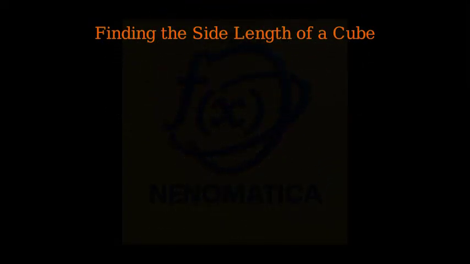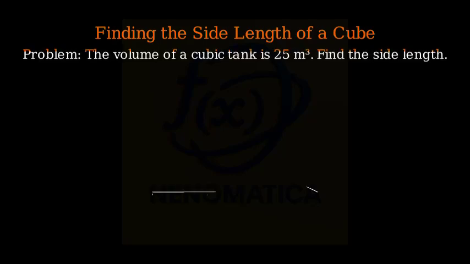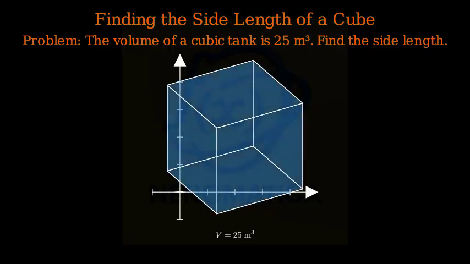Today, we're going to solve a problem about finding the side length of a cube when we know its volume. Here's our problem. The volume of a cubic tank is 25 cubic meters.